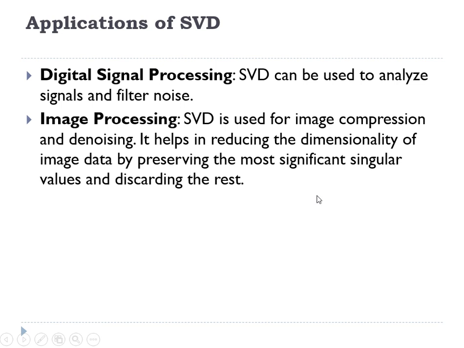Therefore it's a very effective method for reducing dimensionality. The other two methods we have discussed in the previous session: PCA, that's principal component analysis, and LDA, that is linear discriminant analysis. This is the third one, SVD, which is also very commonly used for dimensionality reduction. In the next session we will see problems on how we can apply SVD.